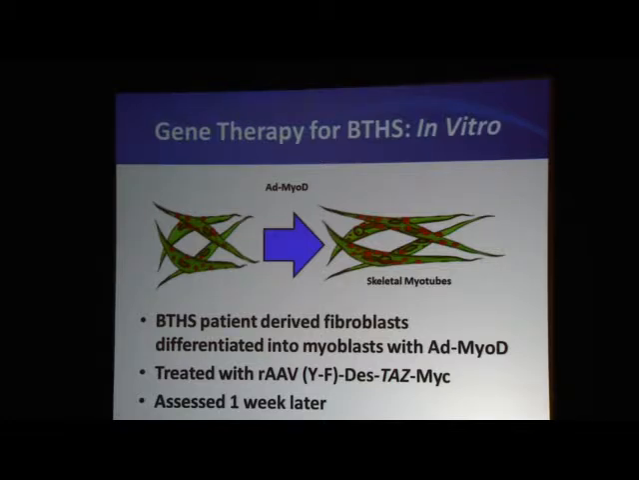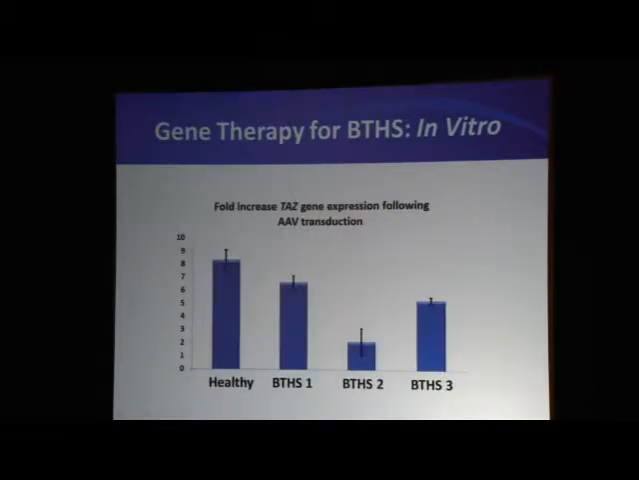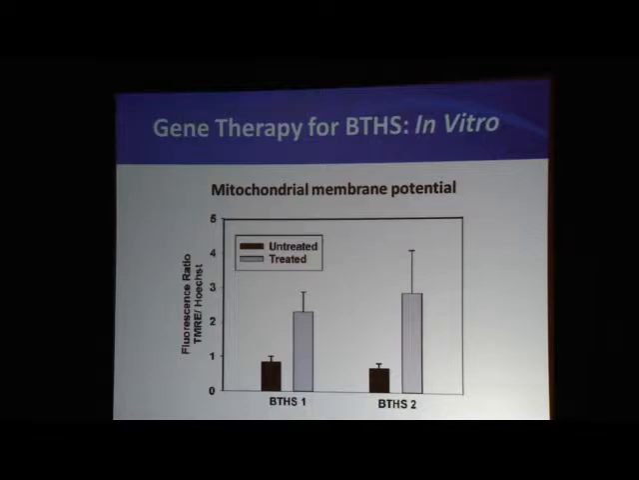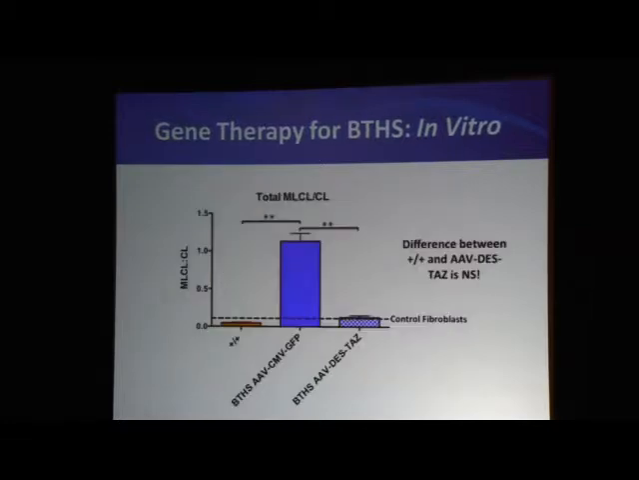We treat them with the mutated capsid form of AAV, and in this case it was with the DES promoter expressing TAS, and then we assessed them 1 week later. And we found good increase of TAS expression in all of the different lines that we added this to. We looked at mitochondrial membrane potential using TMRE uptake, which is one version of a way you can look at mitochondrial membrane potential, and we saw increased mitochondrial membrane potentials in the mitochondria of cells that were treated versus those that were untreated from the same lines.